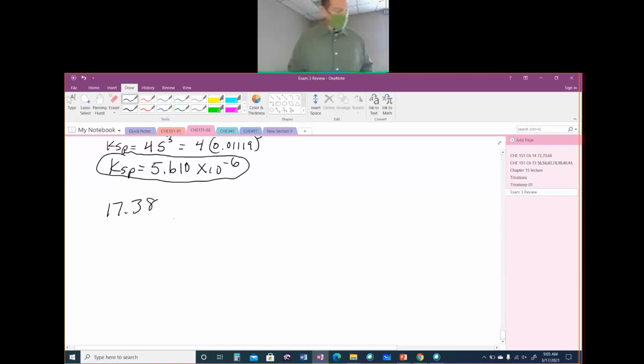What is the solubility of strontium iodate, Sr(IO3) sub 2? All right, so you have to do what you did in the first problem for every one of these problems: Sr plus 2, IO3 minus. So what is the solubility of this in water? And they give us the KSP.